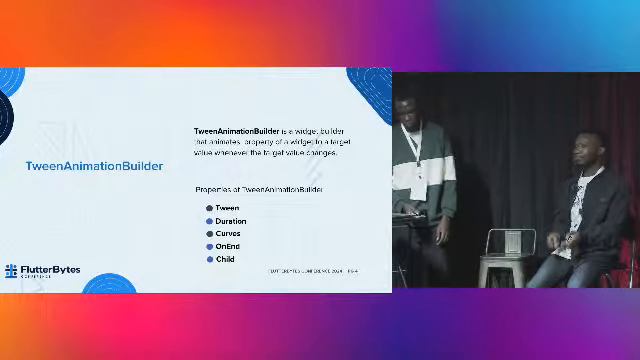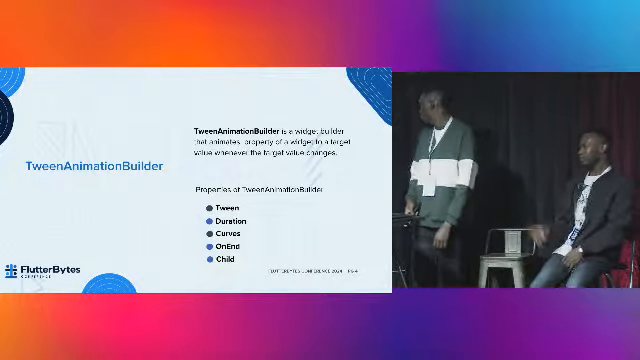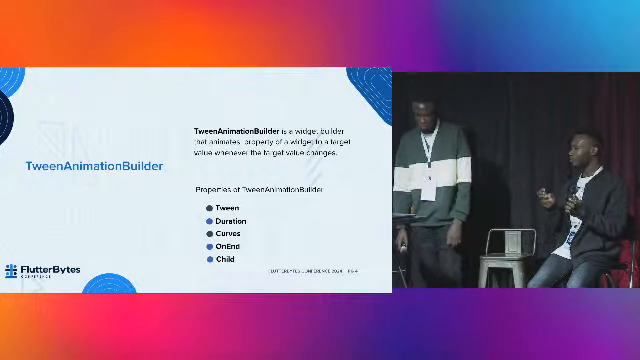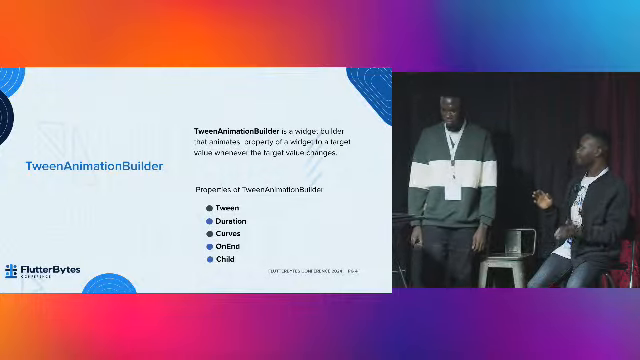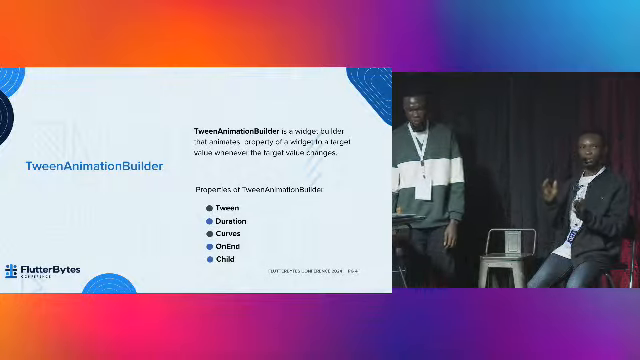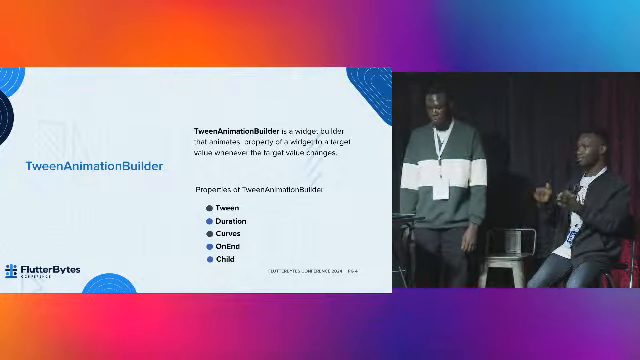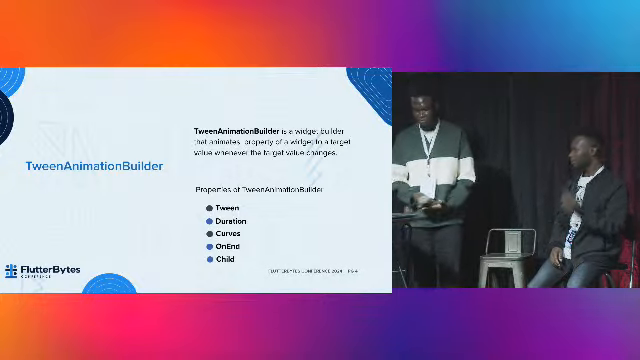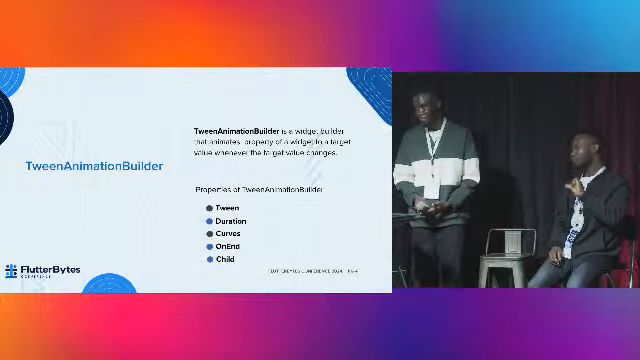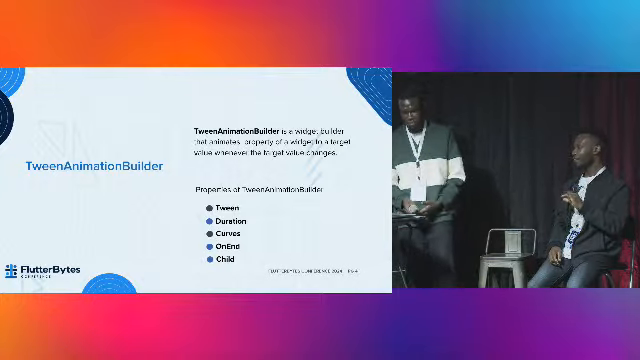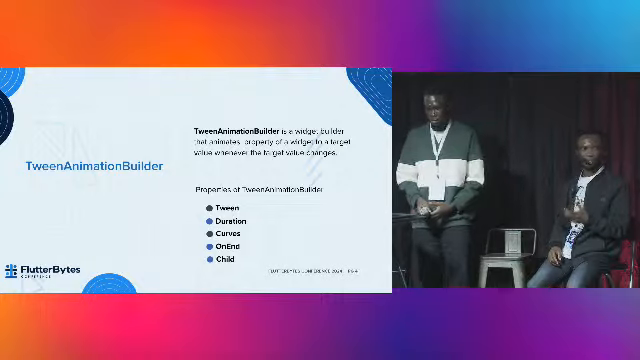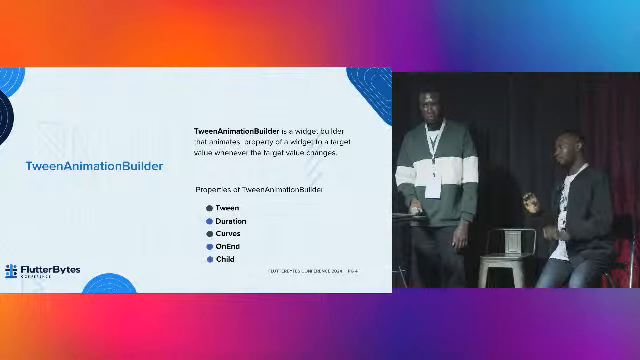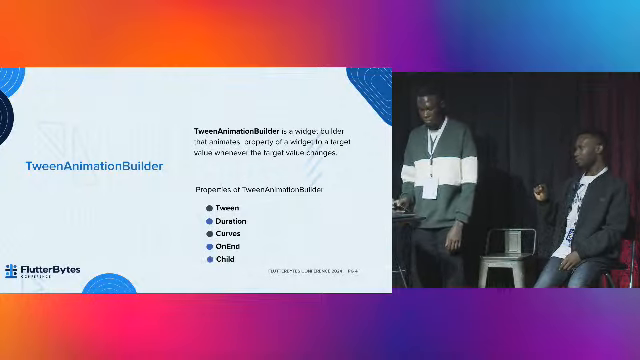In that case, a simple way to go about that would be to use tween animation builder. This is one of the most powerful widgets I use. I think it's between implicit and explicit. It's just like lying in the middle of it. Now with tween animation builder, you define the tween, you have the duration, you have the curve, onEnd, you have a child property. The child will obviously be the widget you're animating.